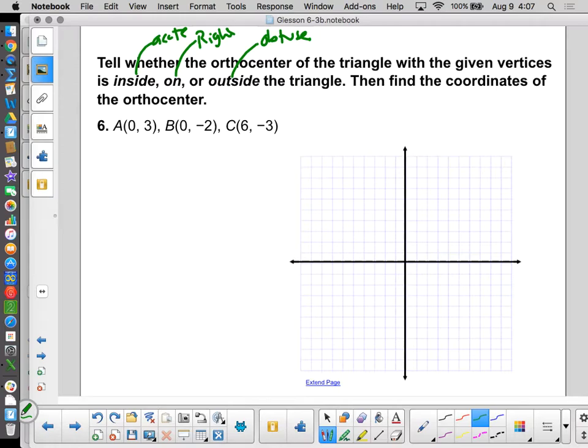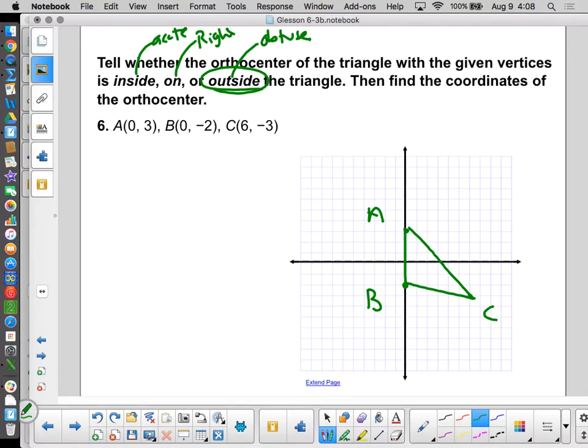So when I graph my triangle, I'm at (0, 3) for A, (0, -2) for B. And (6, -3) for C. So, again, I'm drawing my letters in poor spots. A, B. C is at (6, -3), so 1, 2, 3, 4, 5, 6, negative 3. There's my triangle. I need to find the orthocenter. Clearly, it's an obtuse triangle, so we are going to be outside.